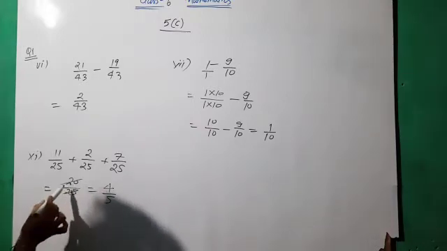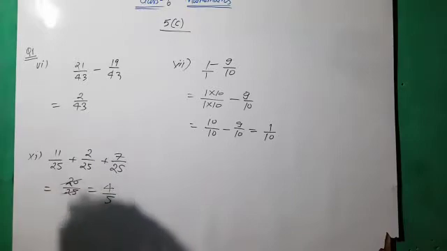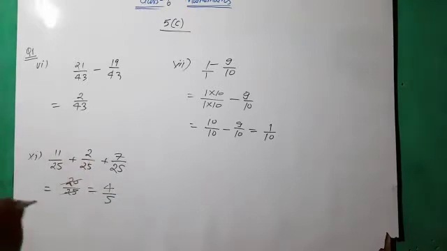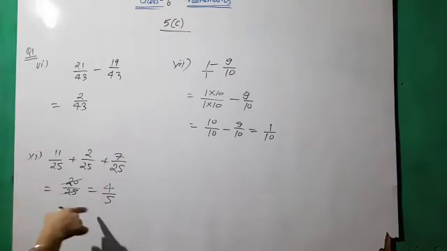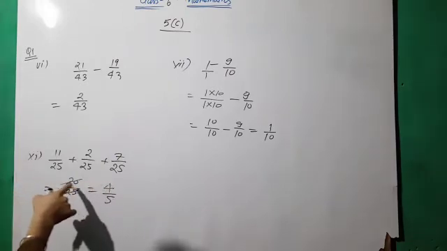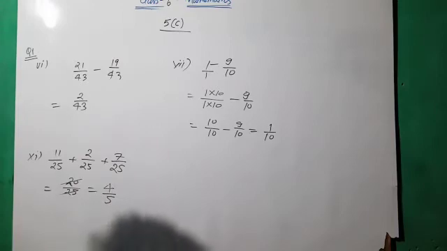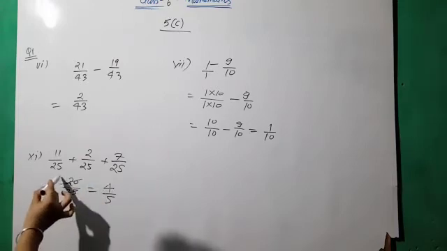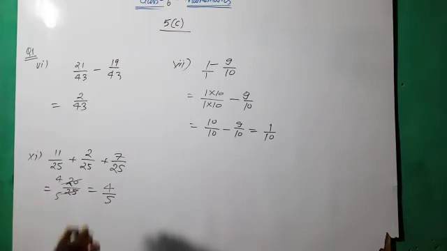We have to divide both the numerator as well as the denominator by a common number. That will be 5 here because 20 and 25 both are in the table of 5, so we have to divide both the numbers by 5. 5 fours are 20 and 5 fives are 25. So 4 upon 5 is the answer.